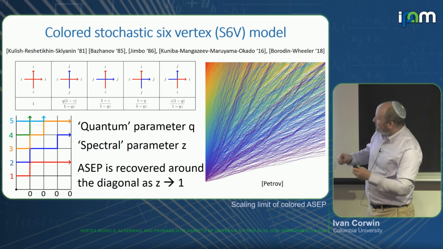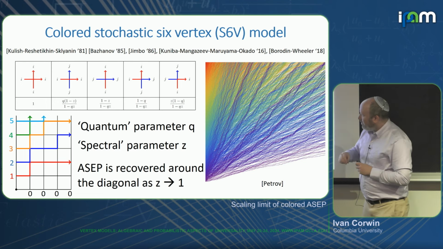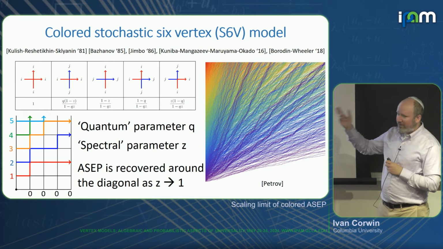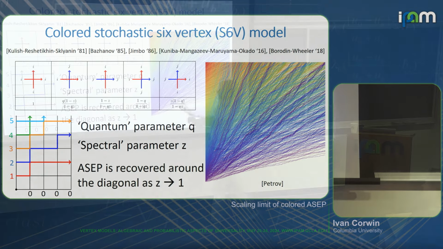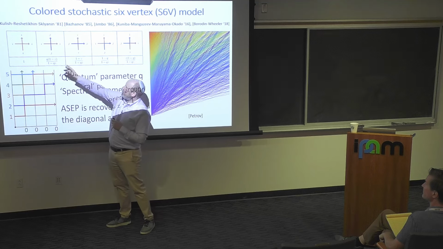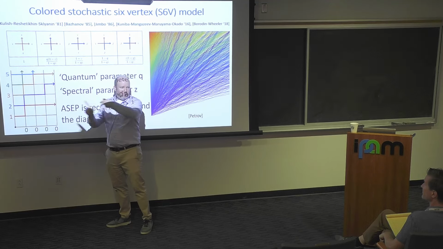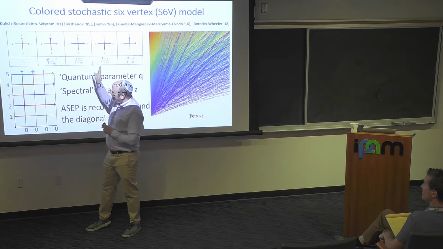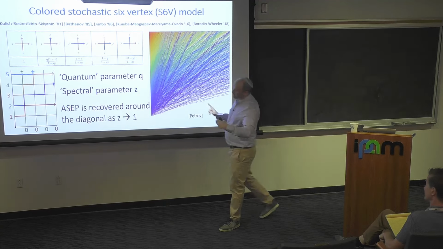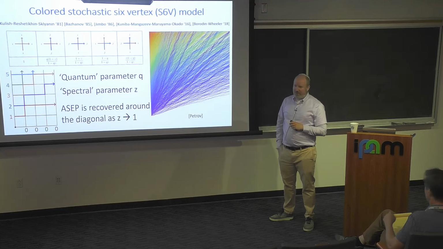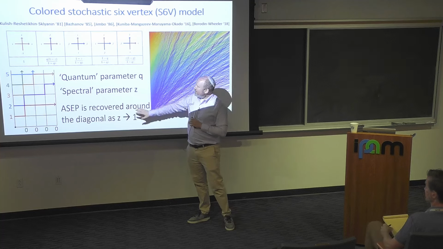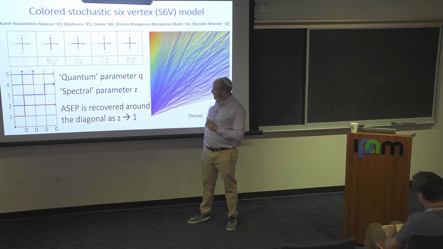And so in fact, if you take Z to 1, like 1 minus epsilon, and you speed up time in the diagonal direction by 1 over epsilon, then what you'll see is occasionally, according to some Poisson rates, you will have these crosses occur. And so if you look at the trajectory of particles along the diagonal direction, then you will actually see that the particles will evolve as colored ASEP. Okay, so there's a very simple scaling limit of this colored stochastic six-vertex, which recovers ASEP.